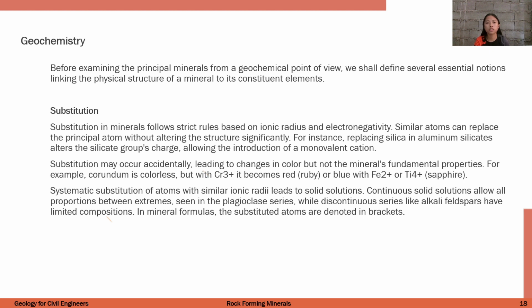Kapag ang similar size atoms nag-swap, it can make a solid solution where mayroon itong range of possible mixes. And makikita natin ito sa plagioclase series and alkali feldspars. In terms of notation naman, in mineral formulas, yung swap atoms are kadalasan na pinapakita in brackets to give hint at their variability. I hope you understand my explanation.